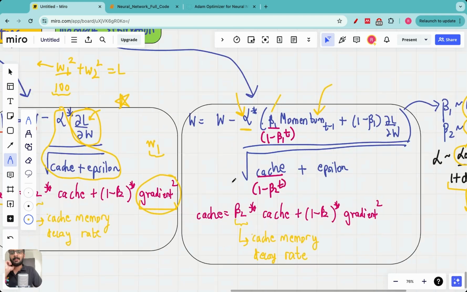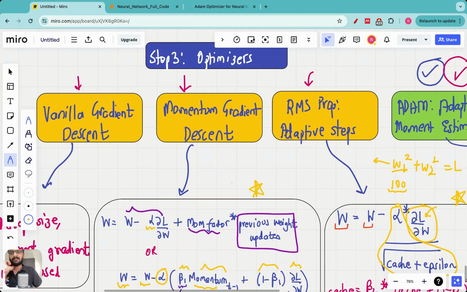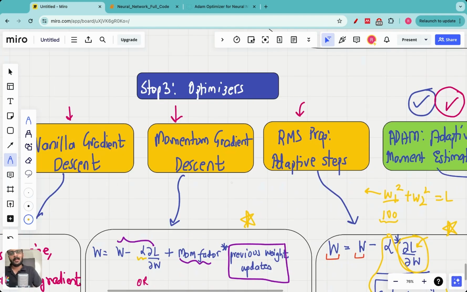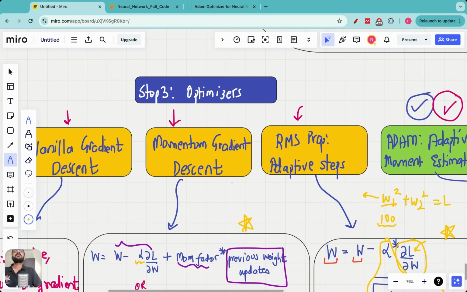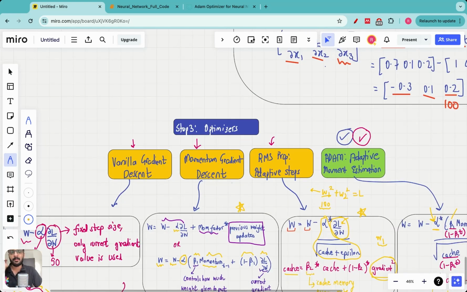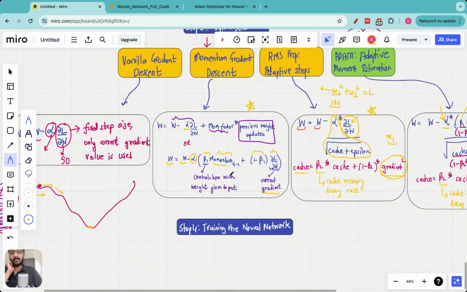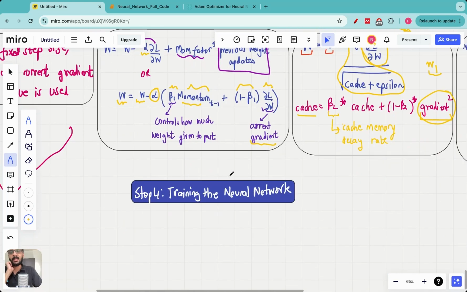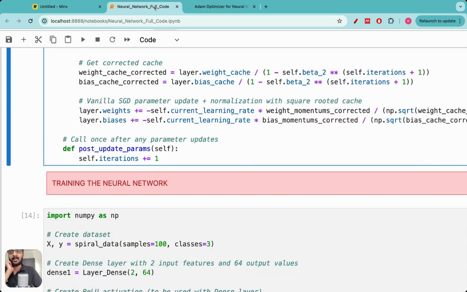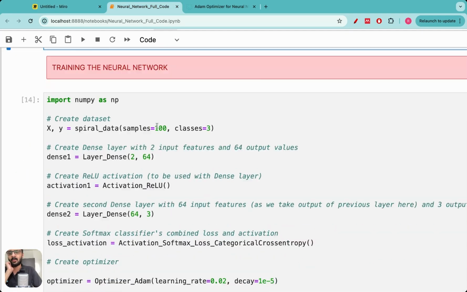So up till now we have concluded three steps in this lecture: first step is defining the problem, then understanding the layers, loss, activation functions, and now we also understood and implemented the ADAM optimizer. Now it's time to bring all of this together and to train the neural network. So let's look at the training code for the neural network.